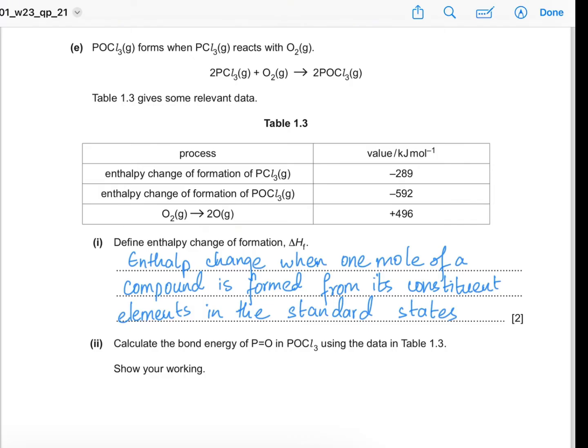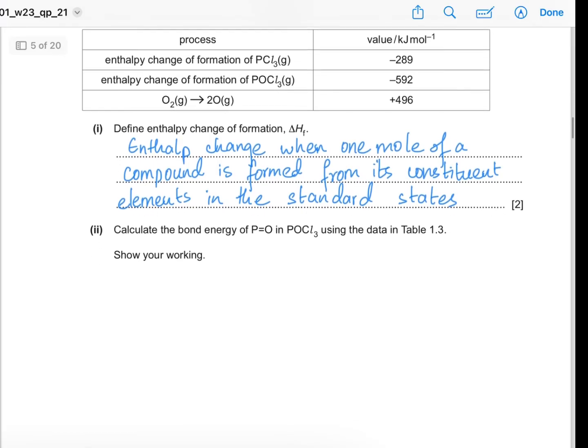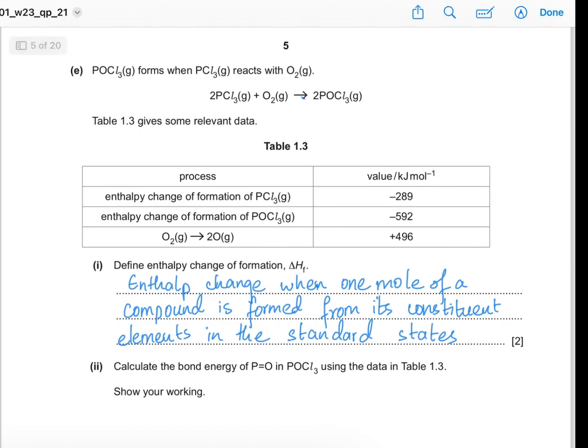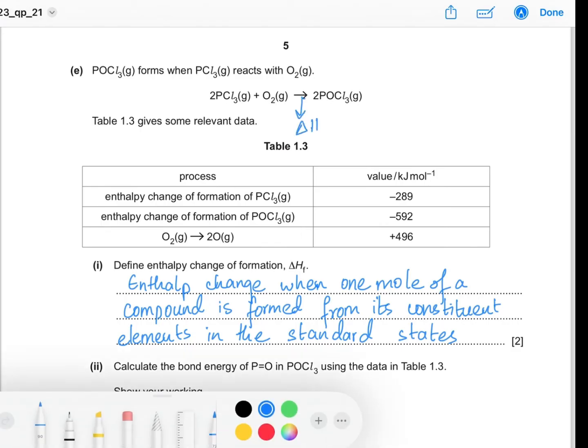Now this question will be solved in 2 parts. First, you will use the Hess cycle to find enthalpy change of reaction for this reaction. Then you will use this value to find the actual bond energy value of phosphorus oxygen double bond. You will need the enthalpy change value, which we do not have for now, so you will utilize the Hess cycle.